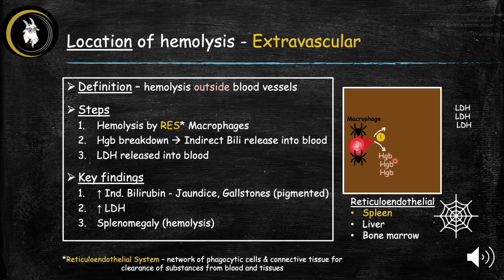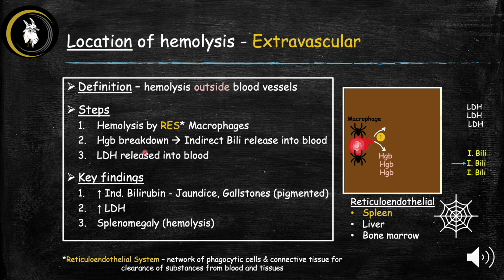But the hemoglobin is a different story because these macrophages love hemoglobin, so they're actually going to break it down, which means they're going to turn it into indirect bilirubin first, and this indirect bilirubin is actually what is secreted into blood. So the key difference in extravascular hemolysis is that it does not cause large amounts of hemoglobin in the blood because it gets converted to bilirubin first here, and then the bilirubin gets secreted.